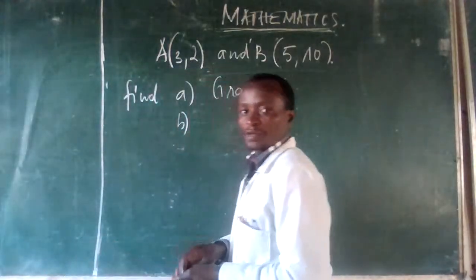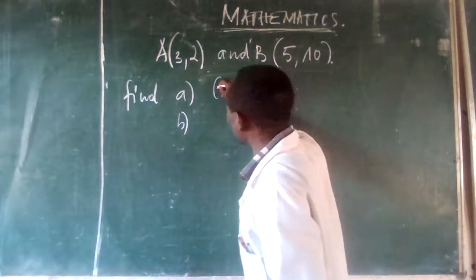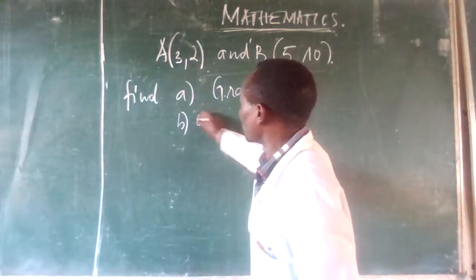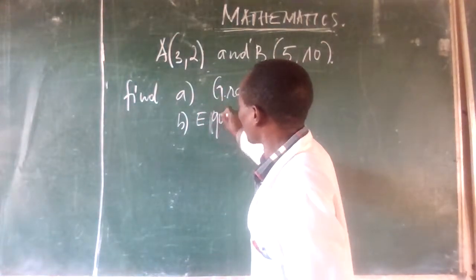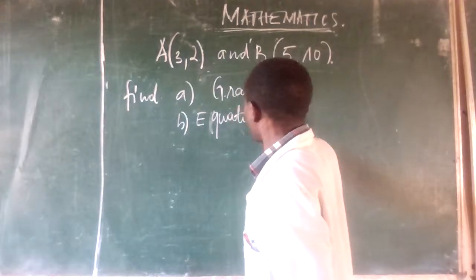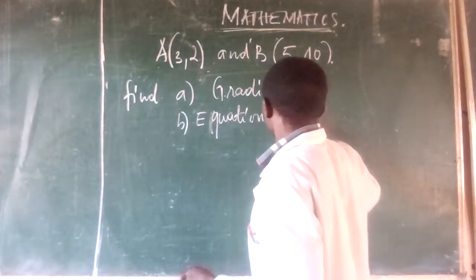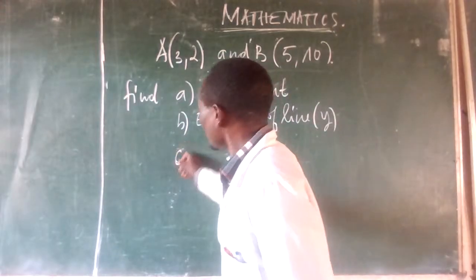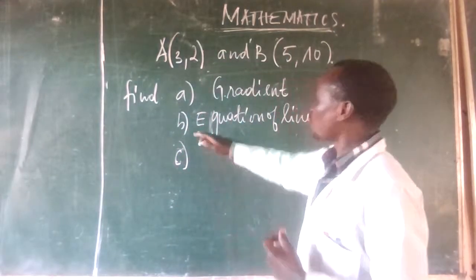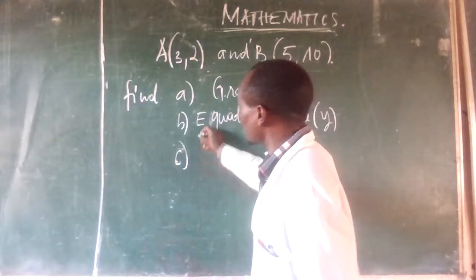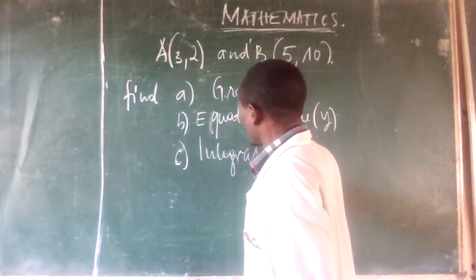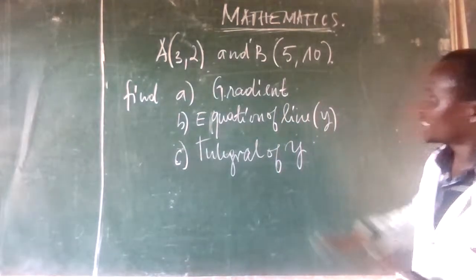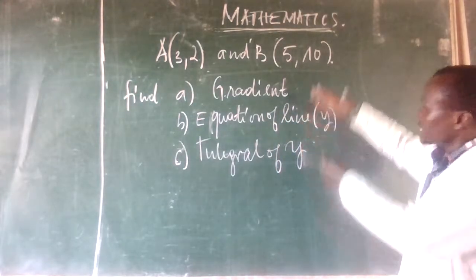B will be what we call the equation of line. C will be how to evaluate an integral of that equation. Find the integral. So this is what we are going to do anytime we are asked those questions.